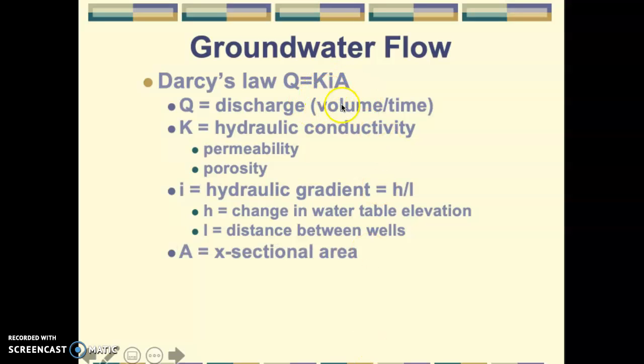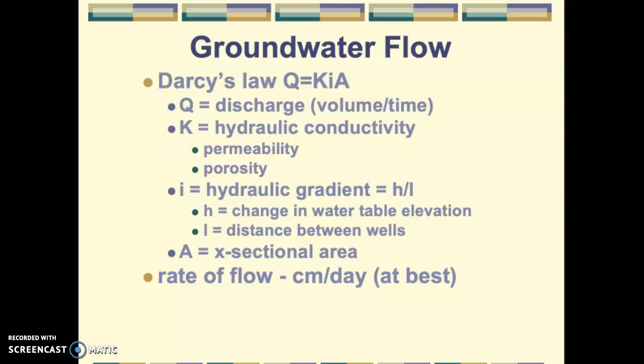A in Darcy's law, because this is a volume issue, is the cross-sectional area that the water is passing through. Now, this could be the area of a screened well. It could be the area just of an aquifer, like what's passing under somebody's property or through a river valley. There are a lot of different things that you could use for area when you're trying to do the volume.